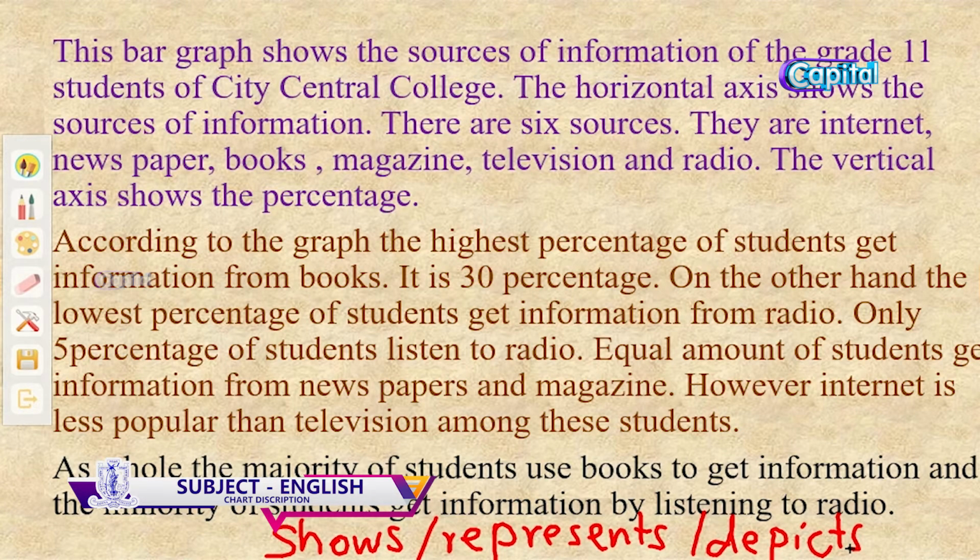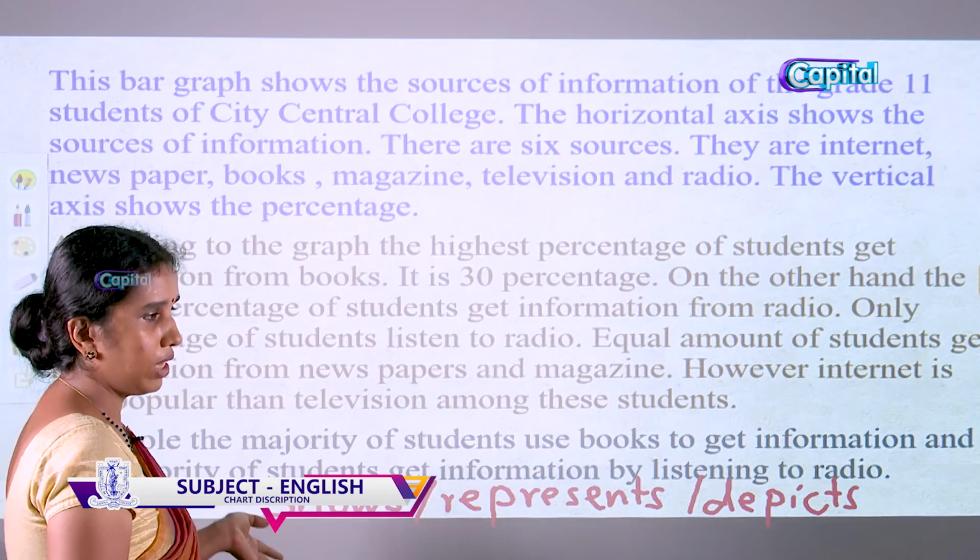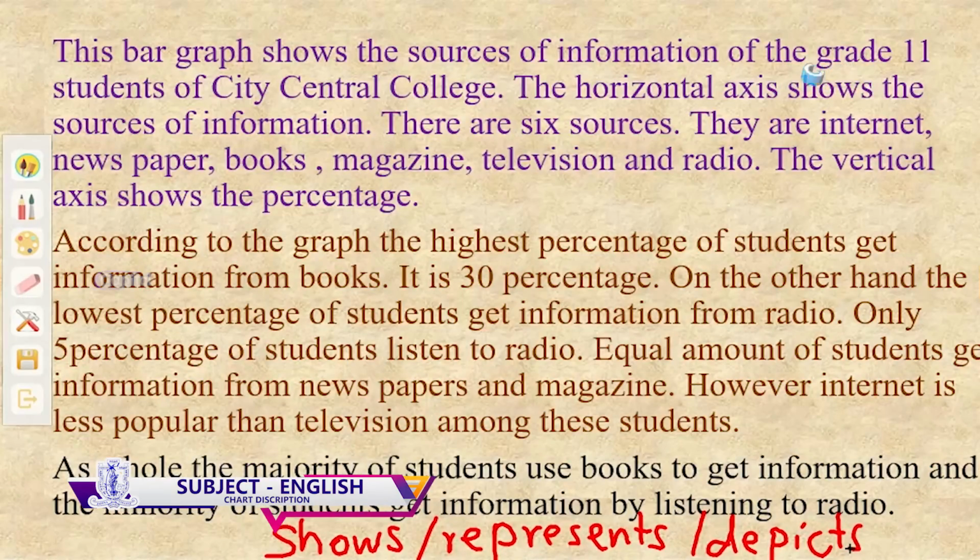There are 6 sources. They are internet, newspaper, books, magazine, television and radio. The vertical axis shows the percentage. This is enough for the introduction. Don't write too much and mess up everything. In the second paragraph, you should give the key data. What is the key data given?